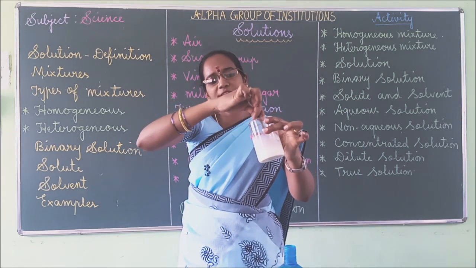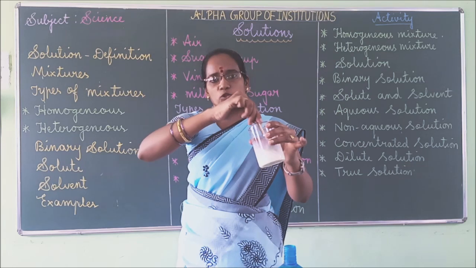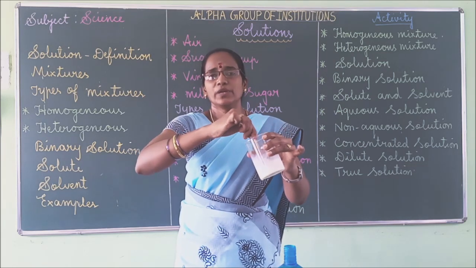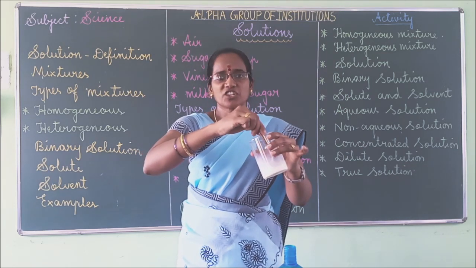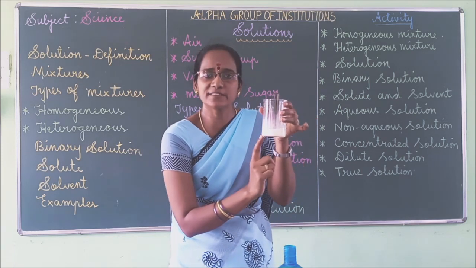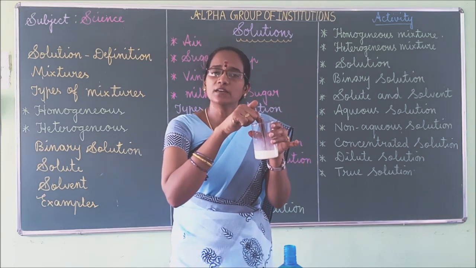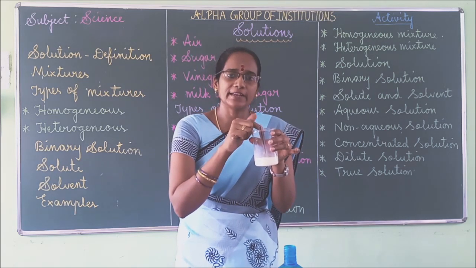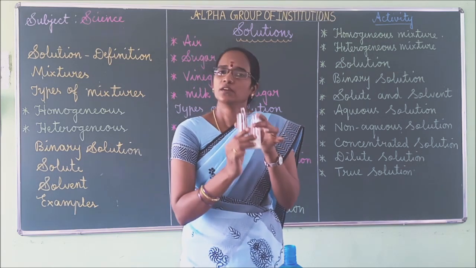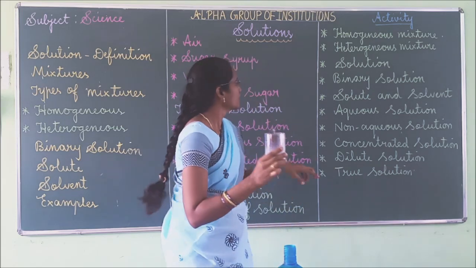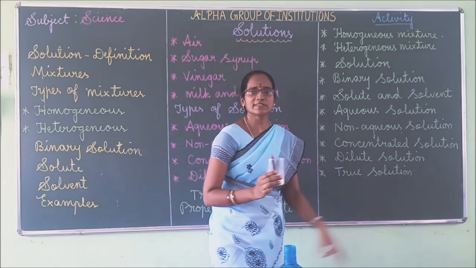So after mixing you will get the milk solution, isn't it? Here milk I have taken in larger amount. Hence milk is the solvent here, whereas sugar is the solute, because sugar I added in minimum quantity. Understood, children? Right. So next we can move to aqueous solution.